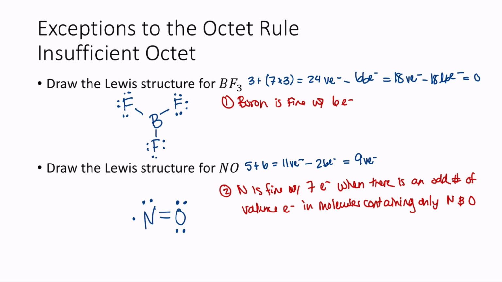So these are two examples of insufficient octets. So the first one is boron, the second one is nitrogen. There are no other insufficient octet examples. There's no other exceptions for an insufficient octet.